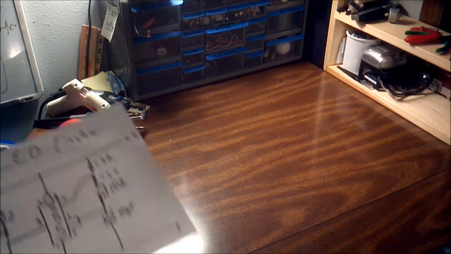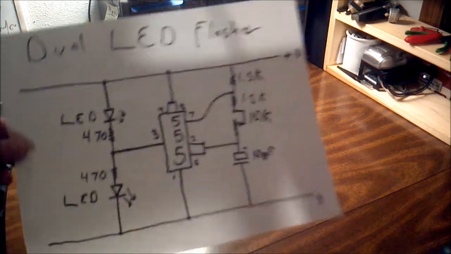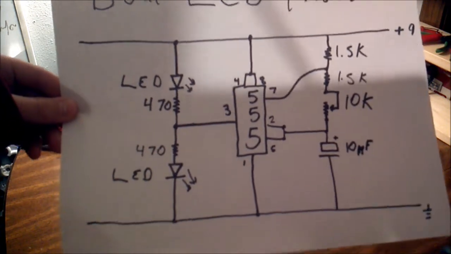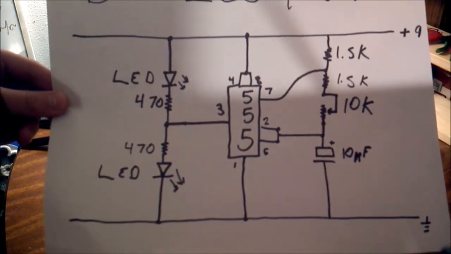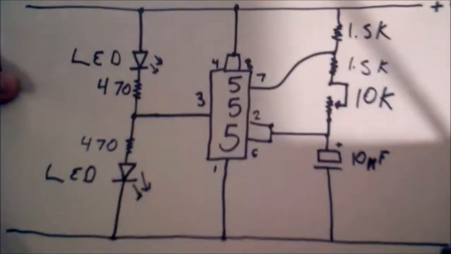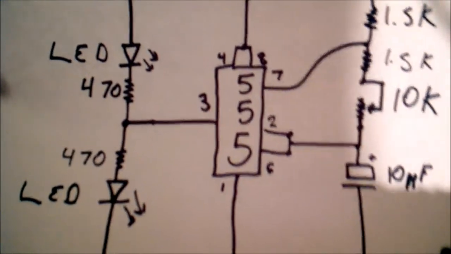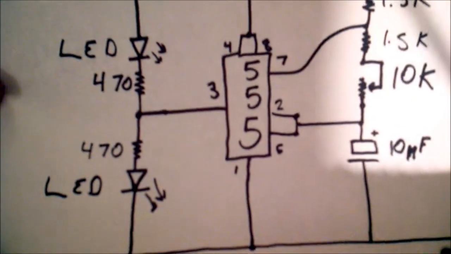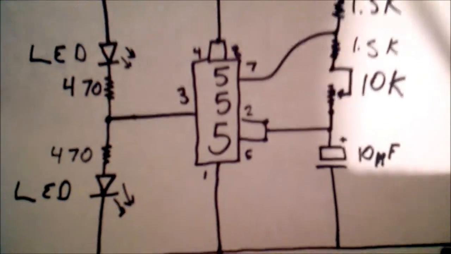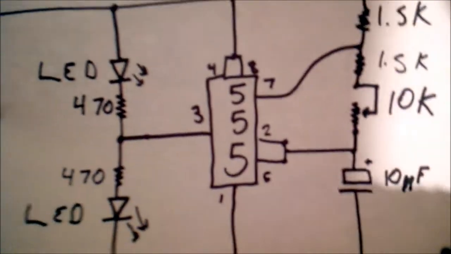Let's get started. Today's project is the dual LED flasher. Found the schematic online, and can't remember where it was, couldn't find the link or anything. So I just drew up the schematic because I did write it down. But this is going to be how you can build it. I won't have a link in the description like I sometimes do.